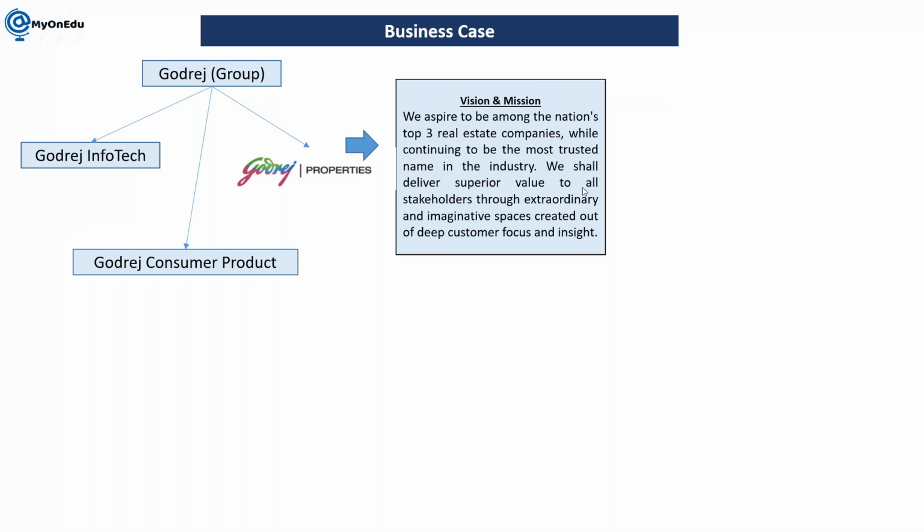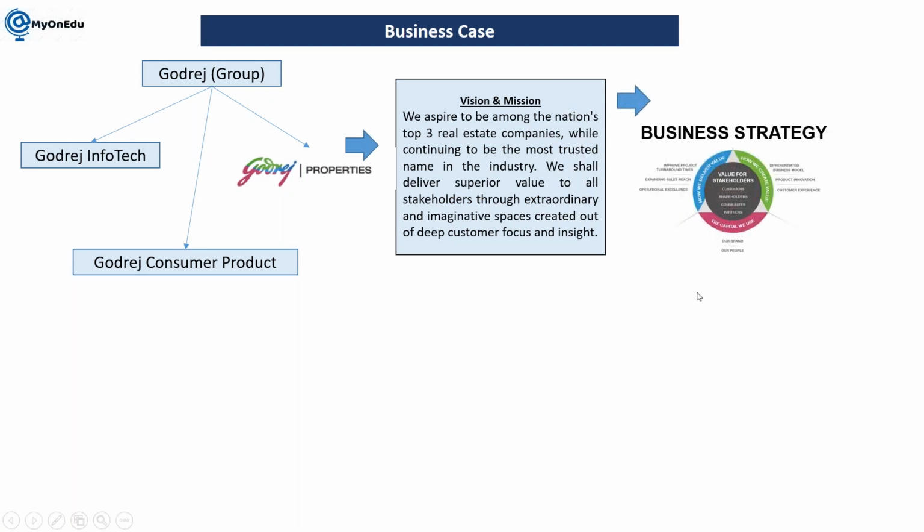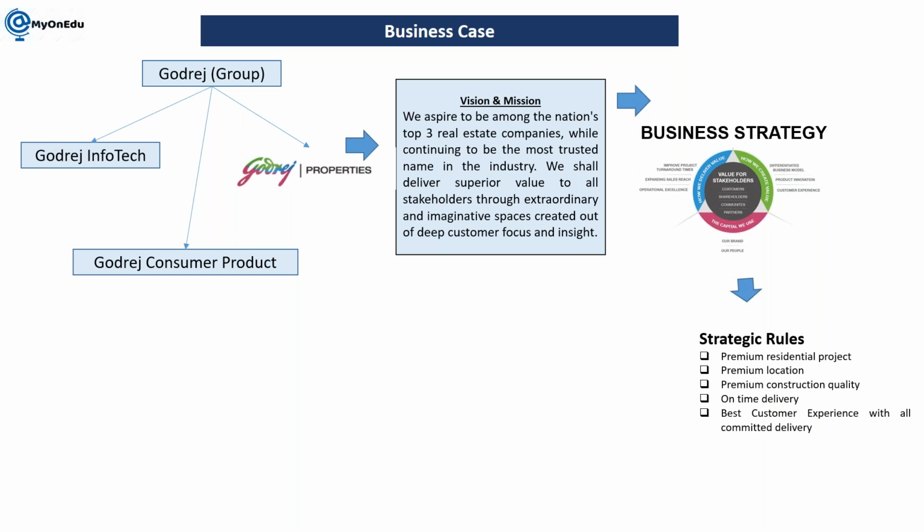Okay, so to achieve this vision and mission, they have to set some rules, which we are calling strategic rules, or business strategies. So when they set up this mission and vision, at the same time strategic rules have also been defined, and to achieve this vision and mission, they update them as per time so that they can maintain their position.